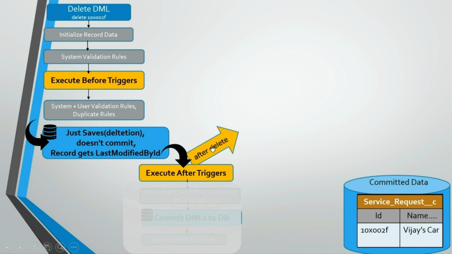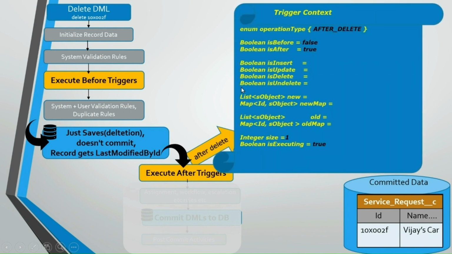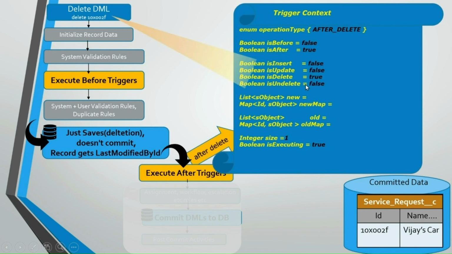For after delete trigger event, Salesforce is going to give us the trigger context variables like this. Operation type is going to be after underscore delete. As the after delete is a type of after event, is after is getting assigned as true, is before is getting assigned as false. The value of these four Boolean variables depends on the type of the DML. Here the type of the DML is delete. So is delete is going to be set as true. Remaining three Boolean variables values are going to be set as false.